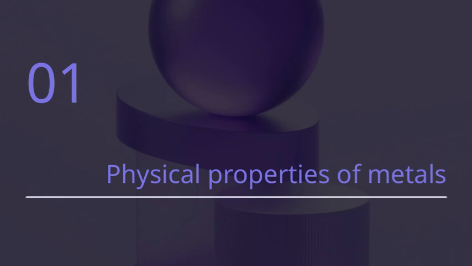Another key property is their malleability and ductility. Malleability means they can be hammered or rolled into thin sheets without cracking, while ductility allows them to be stretched into wires. These properties are essential in manufacturing processes like shaping and forming metals into various components.